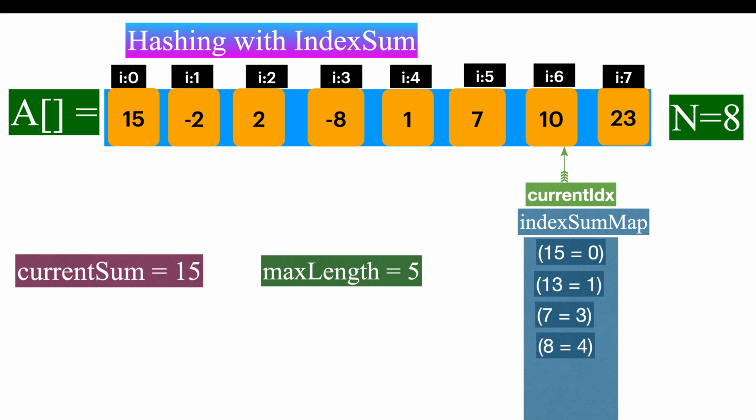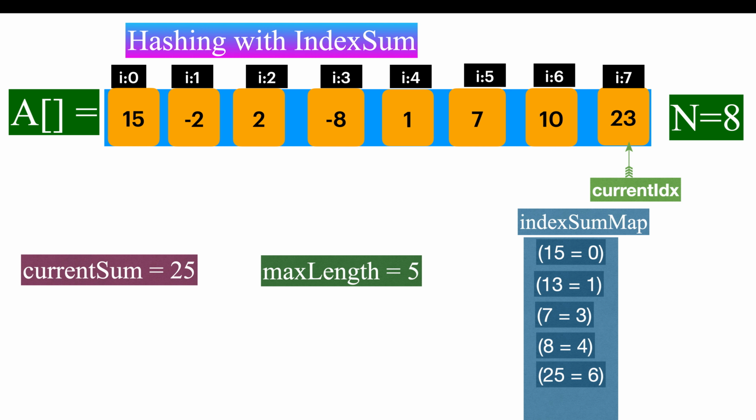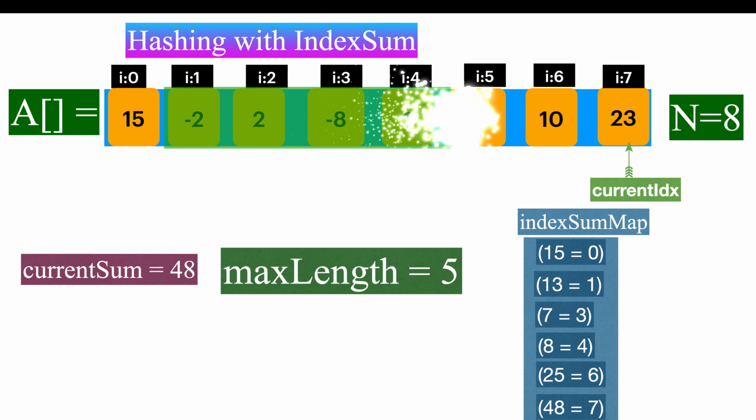We have 10. Add to the current sum. We get 25 which is not present in the map. Add 25 with index 6. Similarly at index 7 we have 23. Add to the current sum which is 48, which is not present in the map. Add 48 with index 7. That's it. So we are done with the solution. So we got the max length as 5.